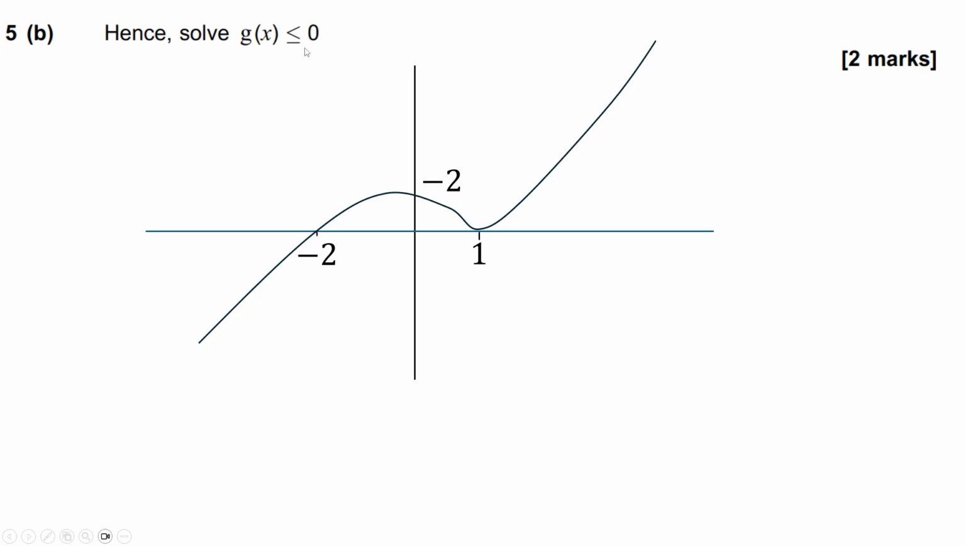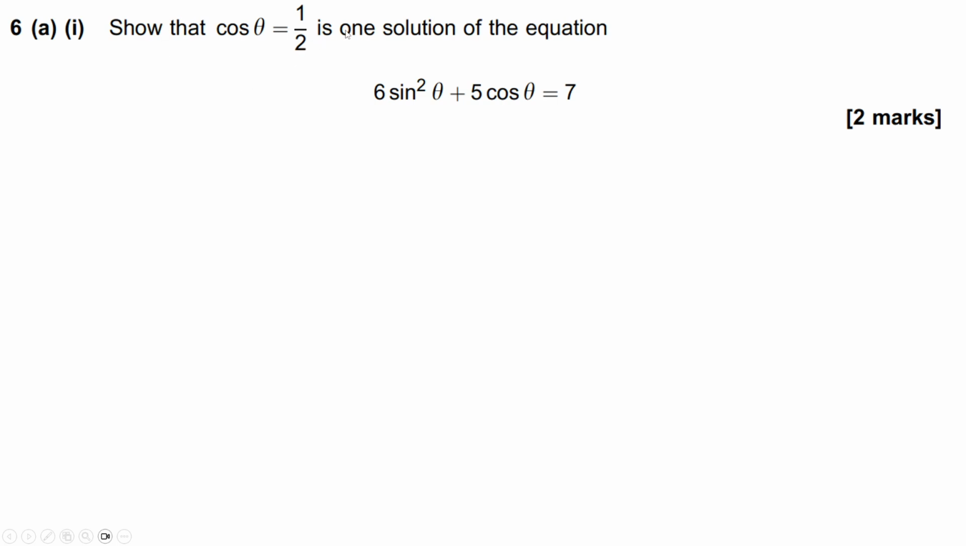Hence solve where this is greater than or equal to 0. Well, it's clearly greater than or equal to 0 between this, and also when you're greater than this. Is that what I've put? Oh no, sorry, it says less than or equal to 0, so it's just when you're less than this.